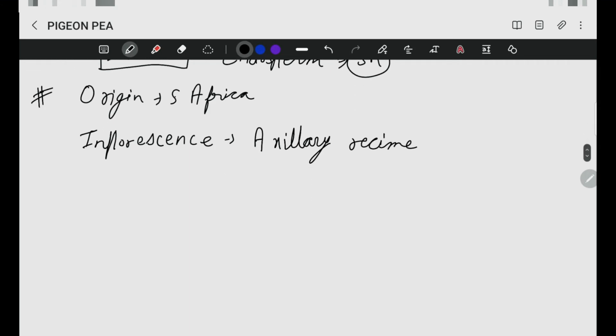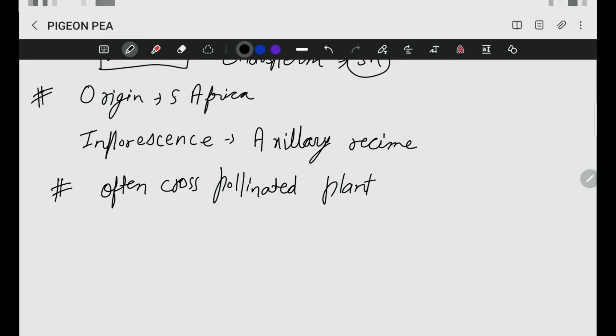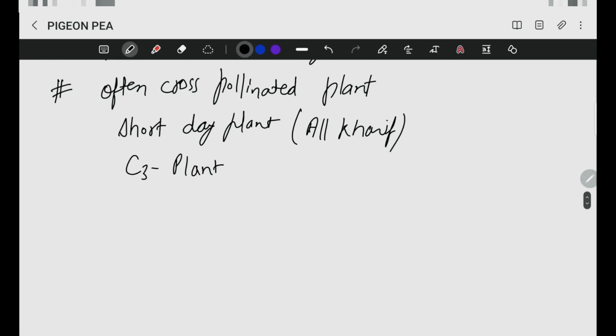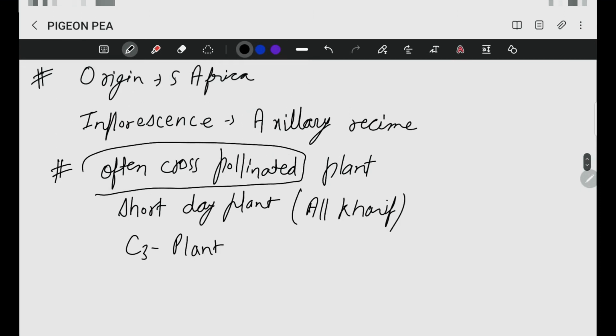Okay. Now again one most important point related to pigeon pea is that it is an often cross pollinated plant. Pigeon pea is a short day plant. As it's a kharif crop, all kharif crops are short day plants, okay, and pigeon pea is a C3 plant. All the 3 points are VVI. You know what this often cross pollinated means?